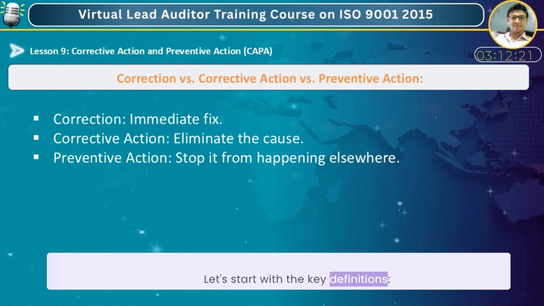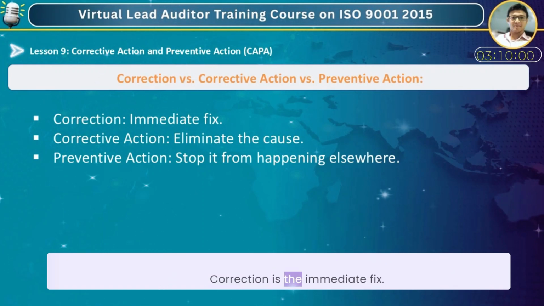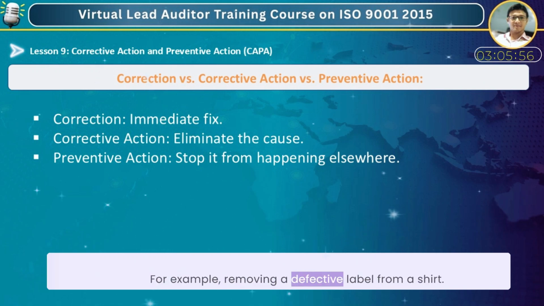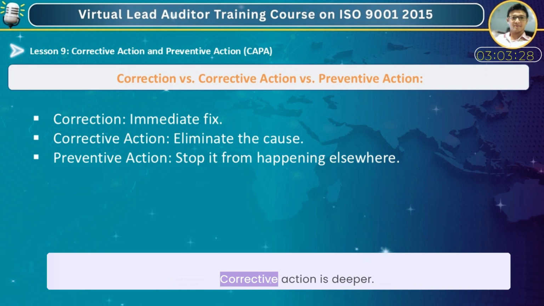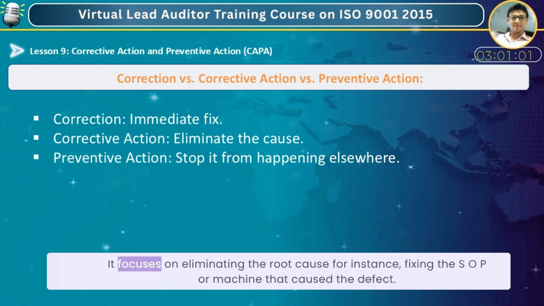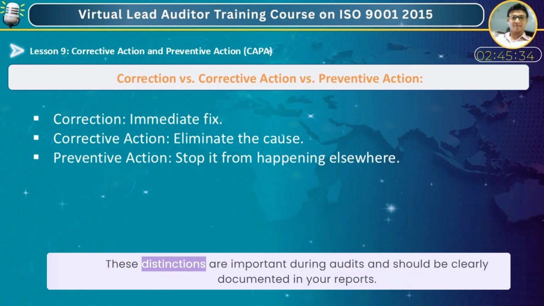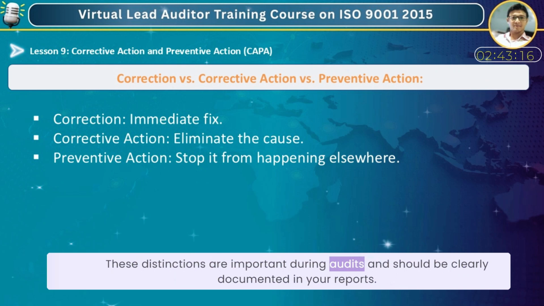Let's start with the key definitions. Correction is the immediate fix. For example, removing a defective label from a shirt. Corrective action is deeper. It focuses on eliminating the root cause, for instance, fixing the SOP or machine that caused the defect. Preventive action aims to prevent the issue from occurring in other areas, such as training staff across all lines. These distinctions are important during audits and should be clearly documented in your reports.